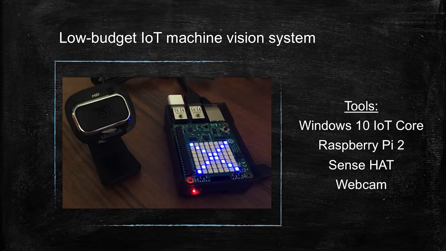And here is an example of the system working. I have attached the webcam using the USB port, and I'm displaying the cross which was detected by this camera. All this was built on top of Windows 10 IoT Core, which acts as the operating system.